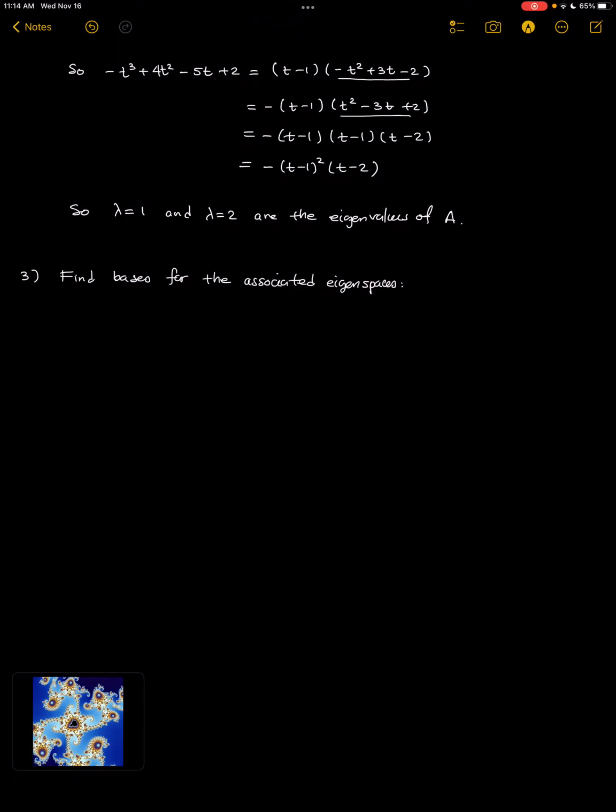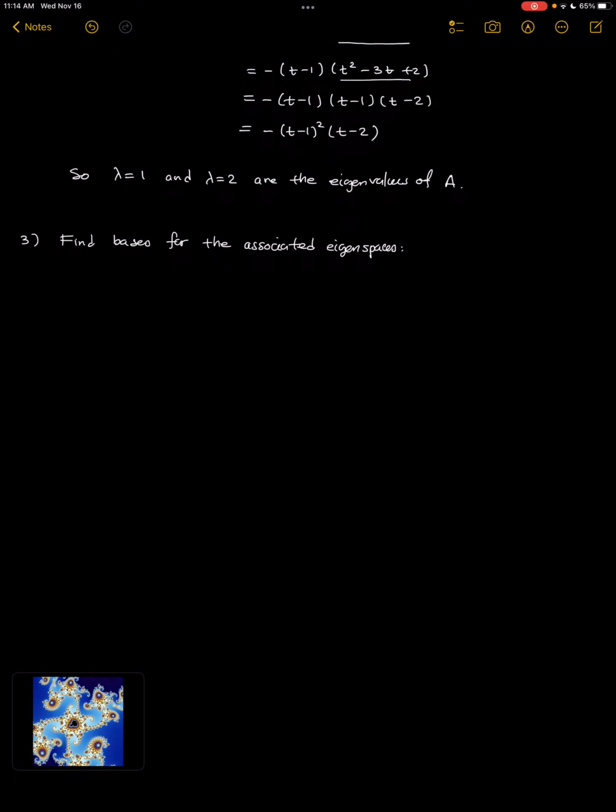Okay, so we'll go one by one, right? First, when lambda is 1. Well, when lambda is 1, the eigenspace that we're trying to describe is nothing else but the null space of the matrix A minus 1 times the identity. So this becomes a problem of finding a basis for a null space. Well, once we have this, we can just apply a row reduction process, and that's exactly what we're going to do.